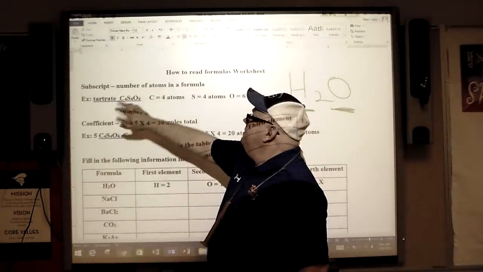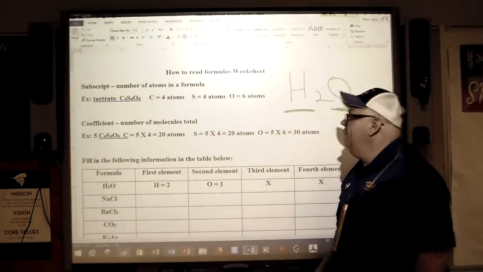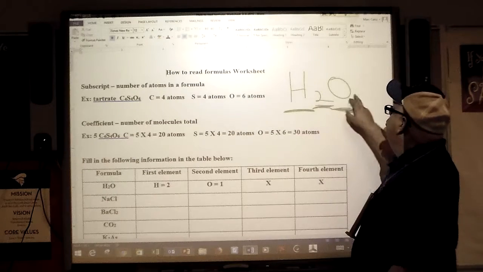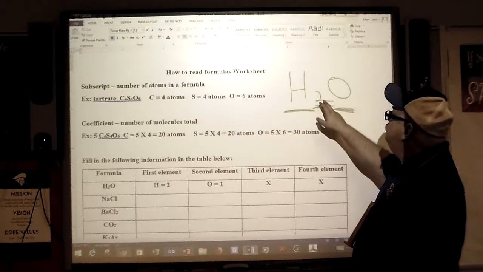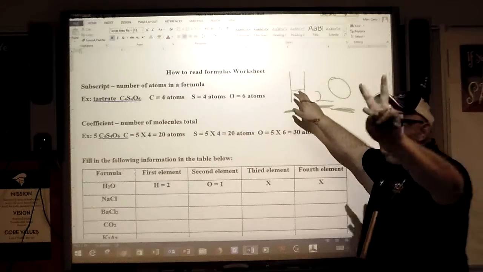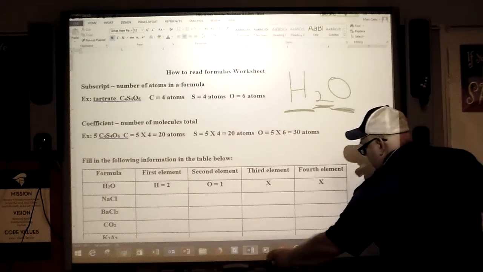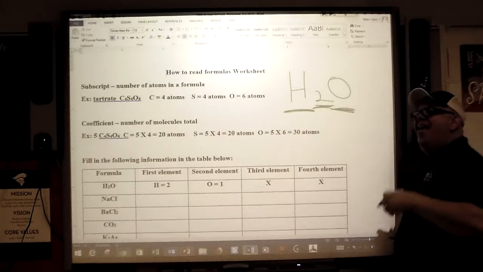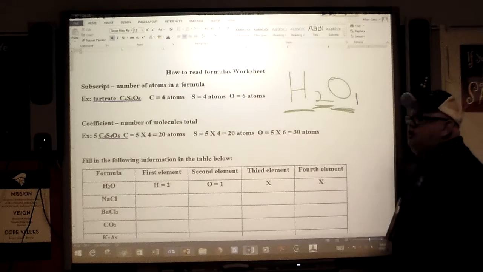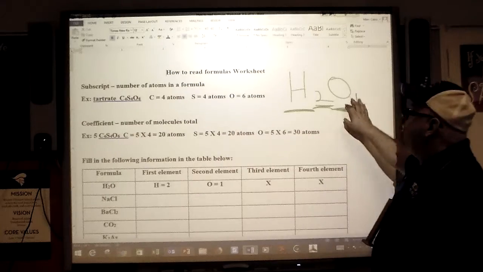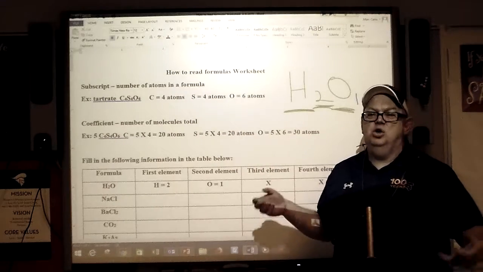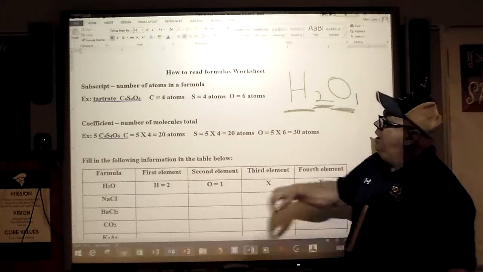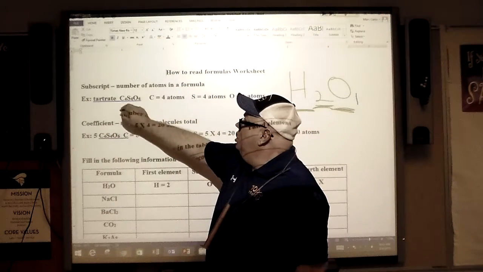That is a subscript, and it tells us the number of atoms in a formula. So when we look here, we see H2O. The 2 tells us we have 2 hydrogens in this molecule. You'd say, but wait a minute, you don't have a number here for the oxygen. That's because we assume there's a 1 there, but we don't write the 1 because it just looks uncool. Okay.